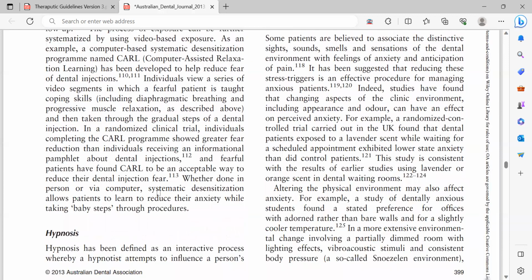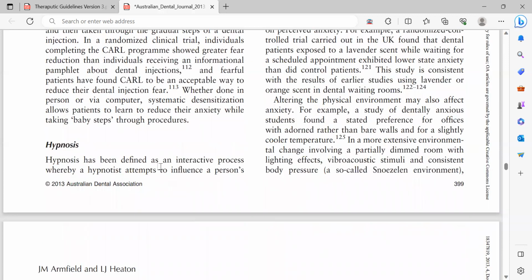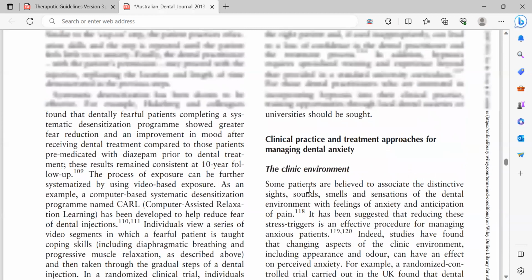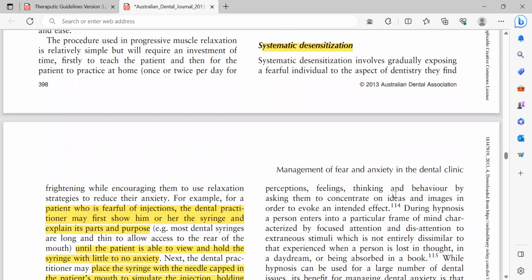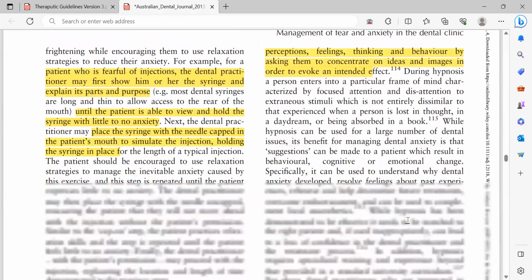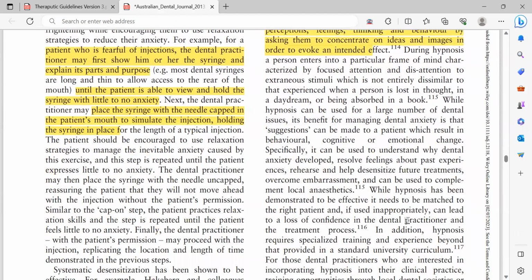Then hypnosis. It has been defined as an interactive process whereby a hypnotist attempts to influence a person's perceptions, feelings, thinking, and behavior by asking them to concentrate on ideas and images in order to evoke change. Hypnosis, we all know. It is just like: you are now relaxing, take deep breaths from your nose, you can do this, all these strategies. This is just to help with the patient's fear.